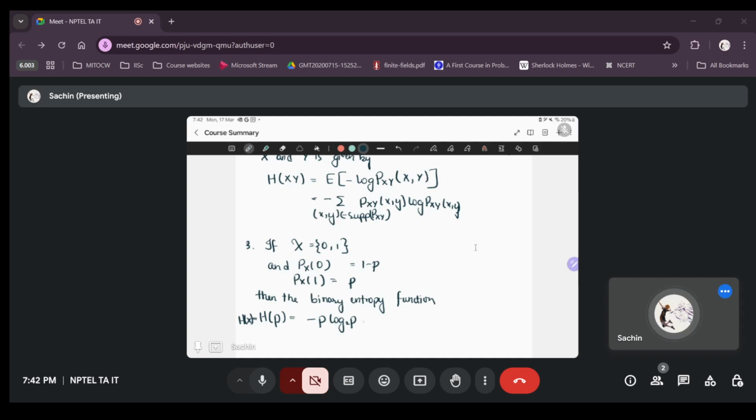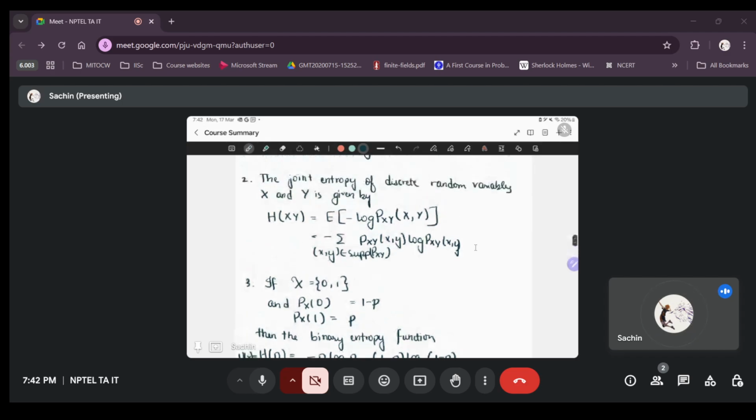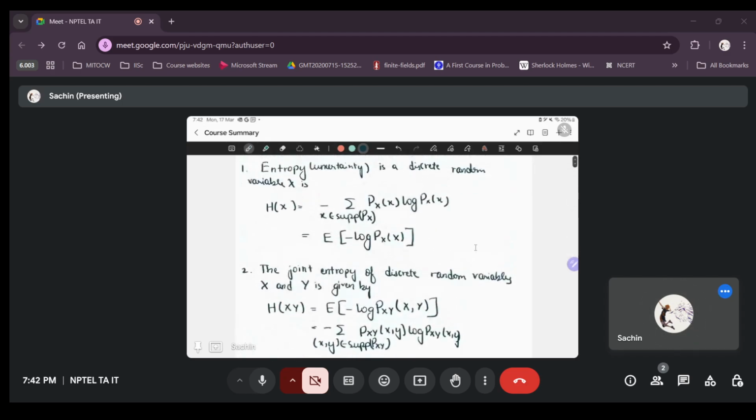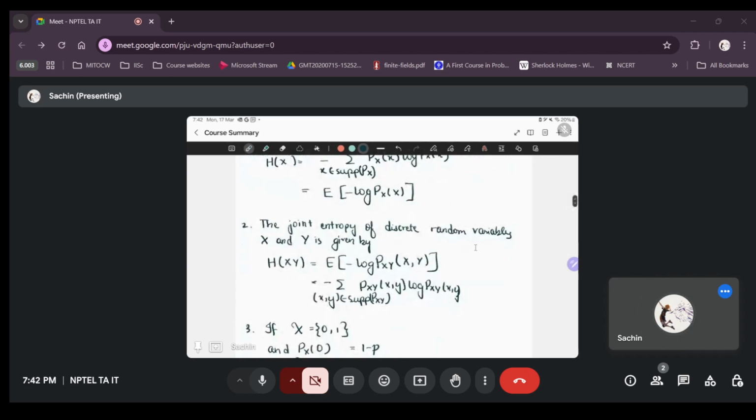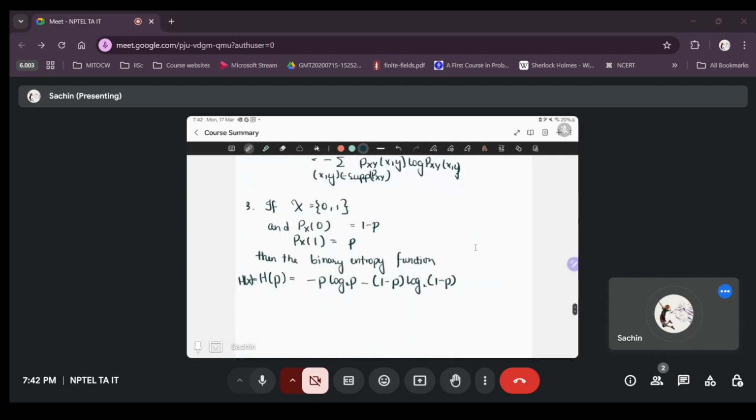Its value is minus p log p minus 1 minus p log 1 minus p. So all the while we are using log to base 2, and if you use log to base 2, these are called bits, the units of bits. If you use other bases, you get other units. So the base also matters in all these expressions.